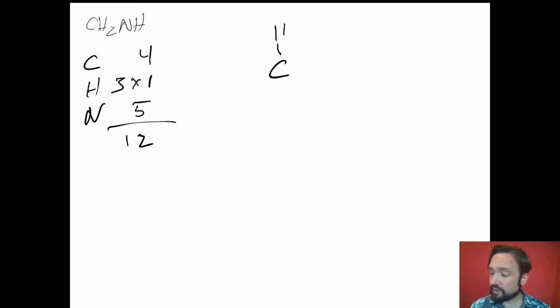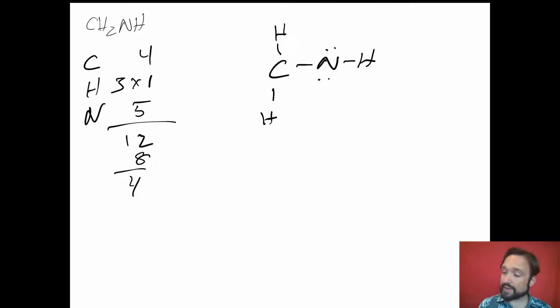I have my carbon attached to 2 hydrogens, attached to a nitrogen, attached to a hydrogen. I've used up 2, 4, 6, 8. I've got 4 electrons left. I would add both to the nitrogen. Carbon's not particularly happy, so let's erase those and move it back. There is my overall structure for this molecule, CH2NH.